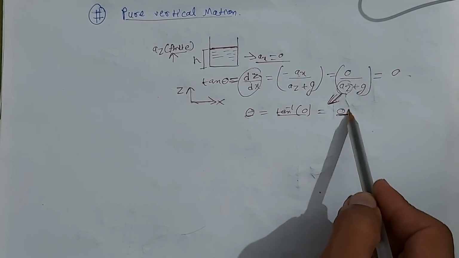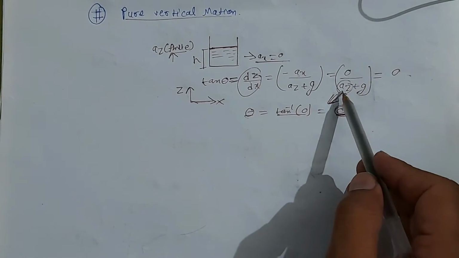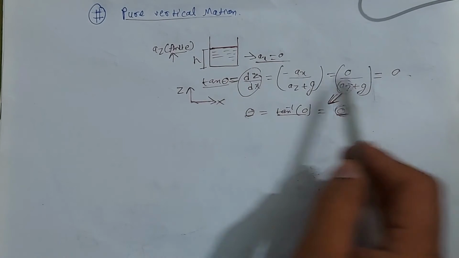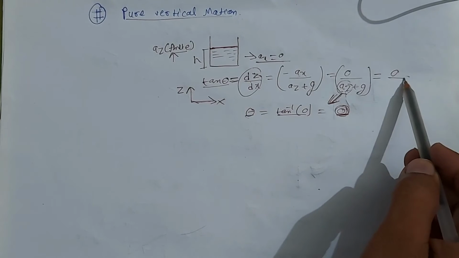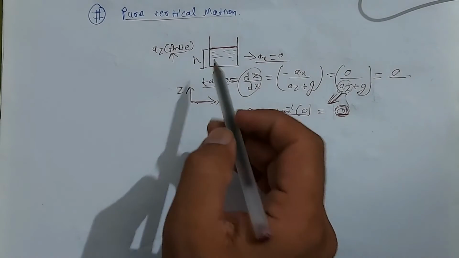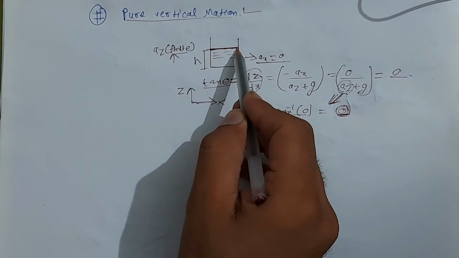The inclination comes out to be 0, irrespective of any value of az. You put az as 1000, 10,000, tan theta would always come as 0, which in turn will make theta 0. So for a pure vertical motion, the shape of the free surface doesn't change.